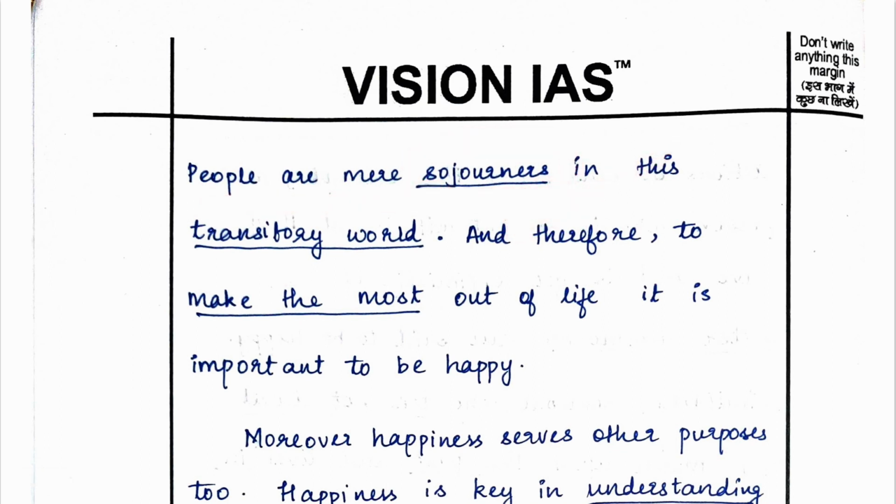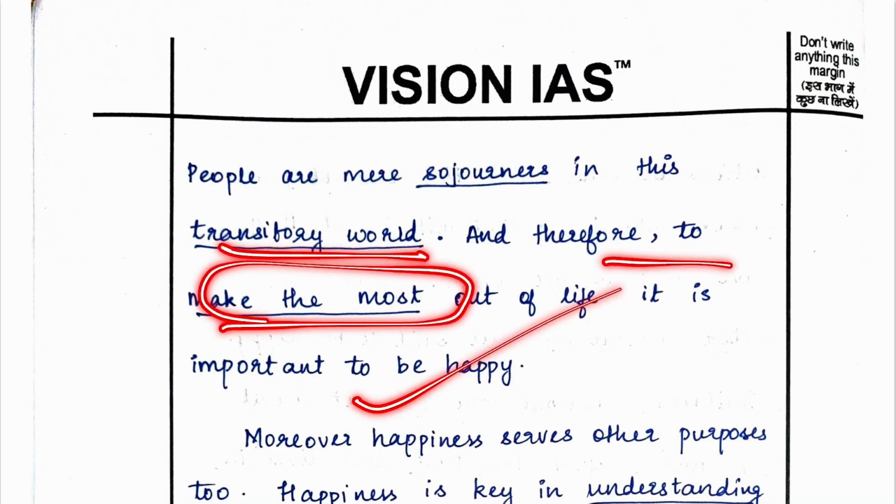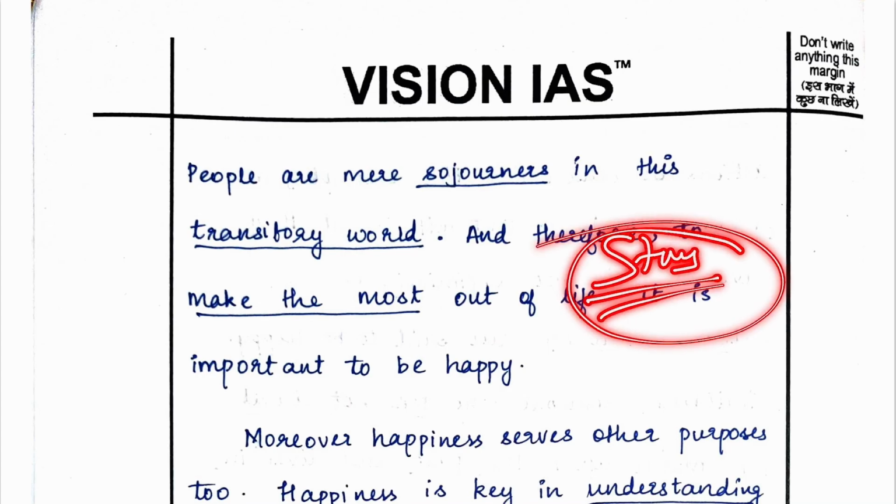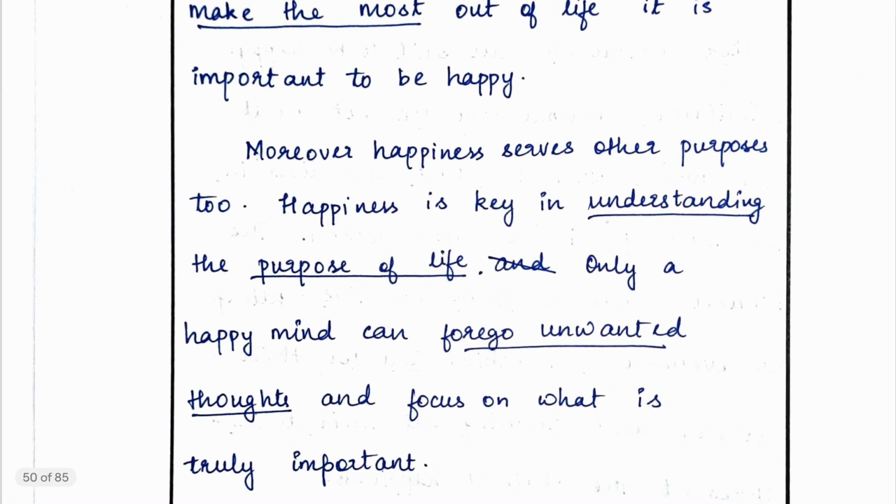So if you are writing some catchy words, catchy phrases, please do underline. In this transitory world, and therefore to make the most out of life, it is important to be happy. So enjoy the moment, enjoy the life, because your stay is temporary. You are not going to live forever on this earth or on this planet.